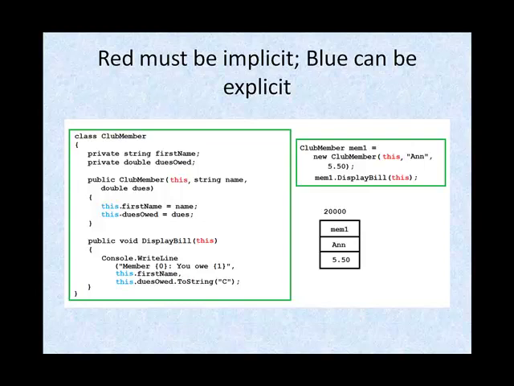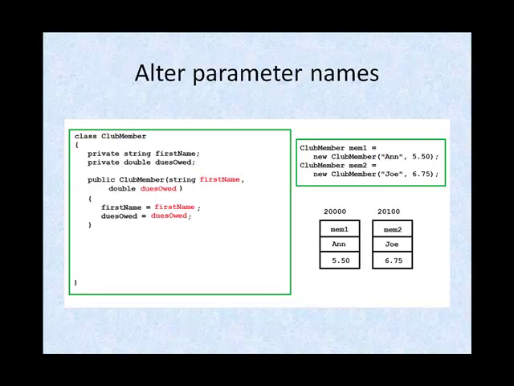Occasionally there are times when you need to use the this reference. For example, look at this constructor. The programmer has chosen to name the constructor parameters firstName and duesOwed. Those happen to be identical names to the fields. If you look at the statements inside the constructor, they assign firstName to firstName and duesOwed to duesOwed. They assign the parameter values to themselves, and the fields in the class never get set.